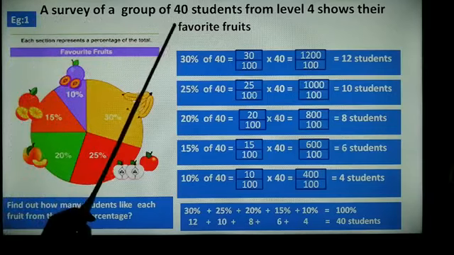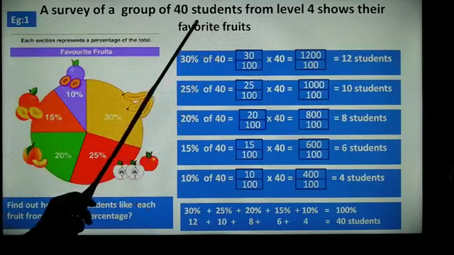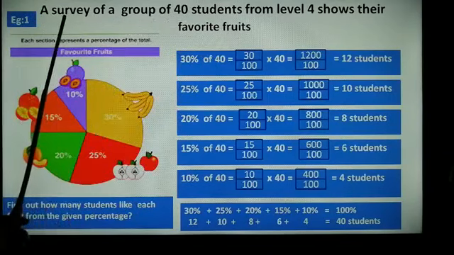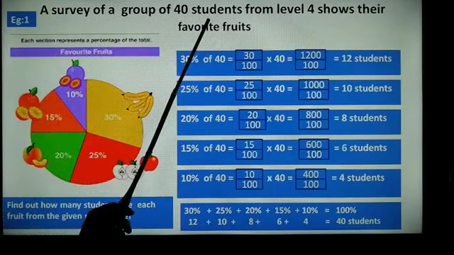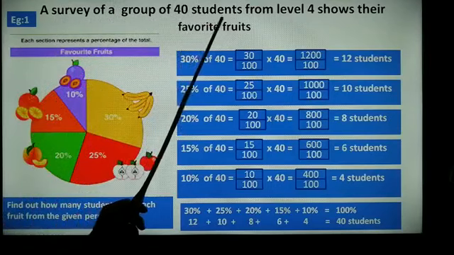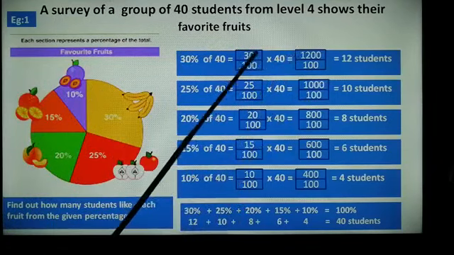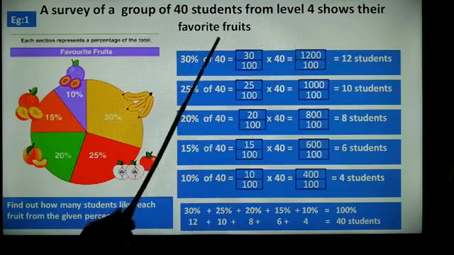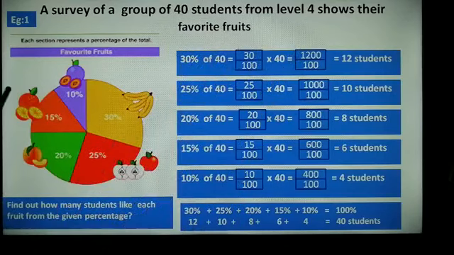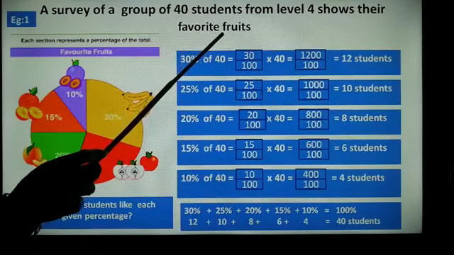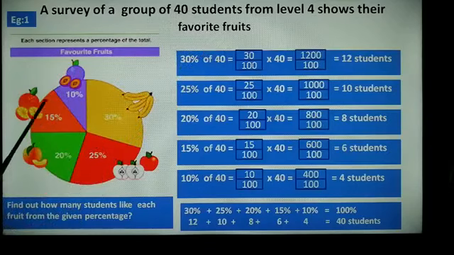So just read the information given in the question. A survey of a group of 40 students. Okay, they conducted a survey, and how many students participated in that survey? 40 students participated. From which level? From level 4. What is the survey about? It's about their favorite fruits. This is the information given in the question, and the pie chart is given there with the colors and the fruits. This is the key.